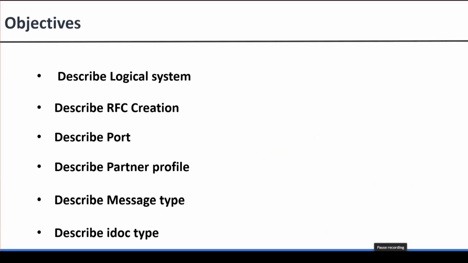Here you can see the objectives on the screen. Describe logical system, describe RFC creation, describe port, describe partner profile, describe message type and describe adapt type. Now you can see what a logical system is and what the use of the logical system is. We are going to learn that.